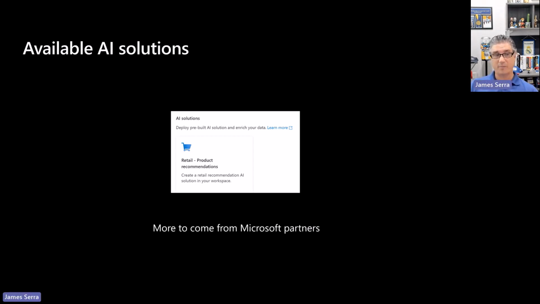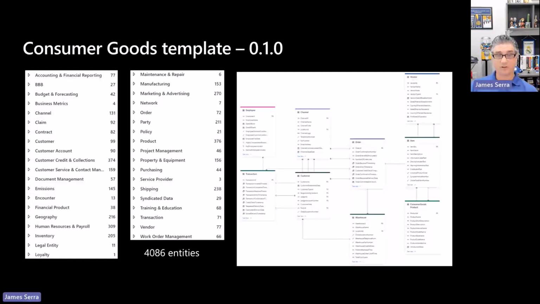An example of a template is consumer goods. Now, here's the challenge. They're quite large. You see there's over 4,000 entities or tables within this. So these are the business categories you see here. And then each of those can have, for example, accounting has 77 entities within it. So it's this business area called accounting with 77 entities or tables within it.